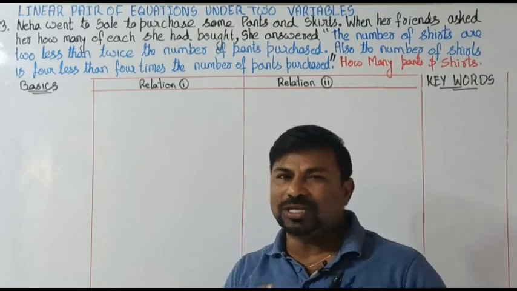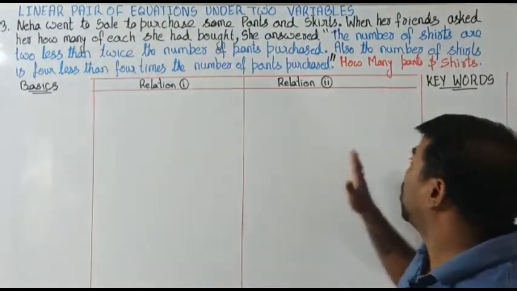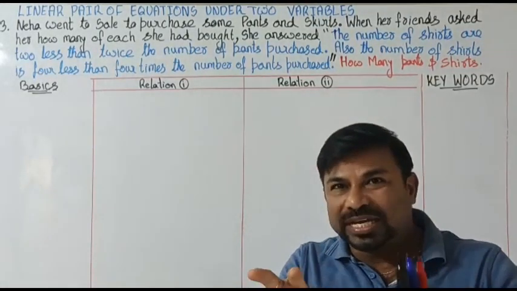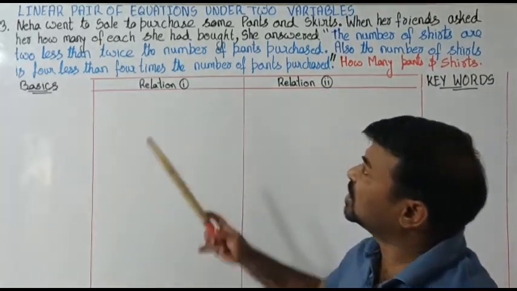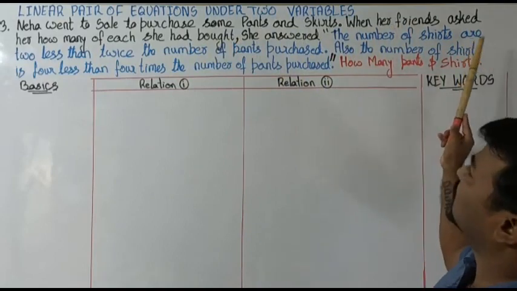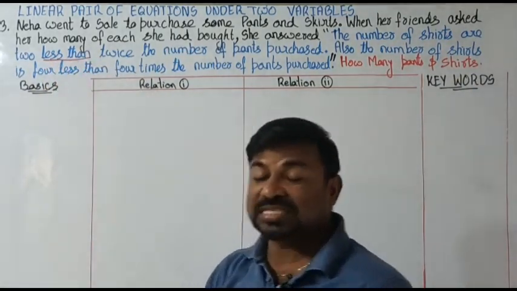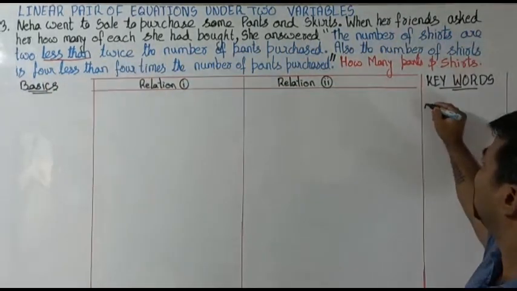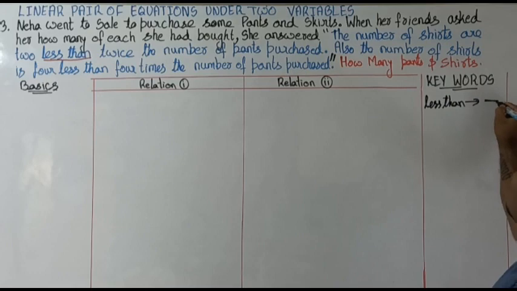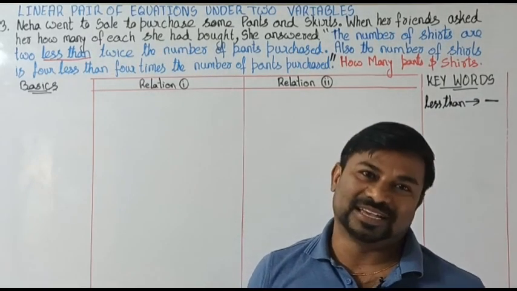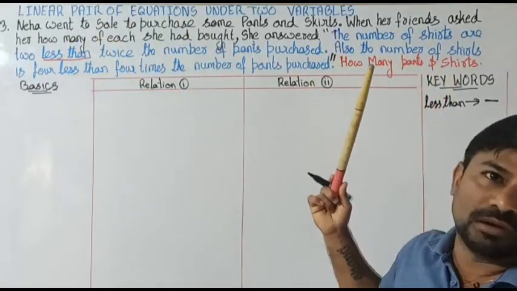But before getting into the sum, at any cost we should know certain mathematical terms, what we call keywords. If you know the meaning of the keywords, straight away we can set up the equation. The number of skirts is 2 less than. The first word is less than. In mathematics, whenever you come across less than, remember it is nothing but take away, subtraction, minus.